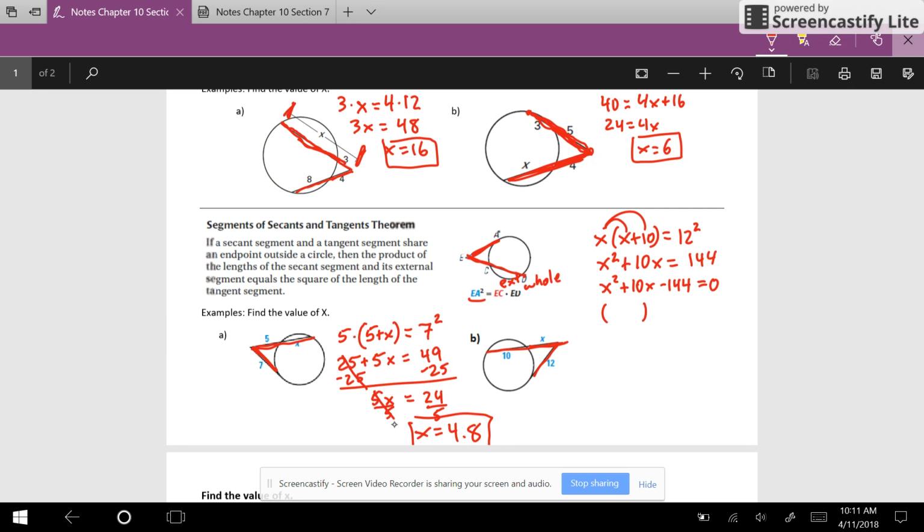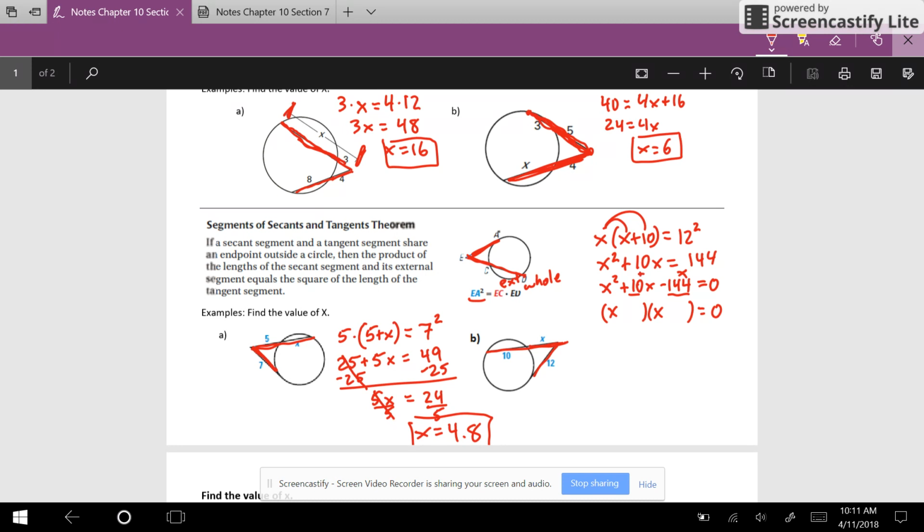And then factoring is when we're trying to turn this into two sets of parentheses. Some of you might think of this like the opposite of FOIL. But if we have an x squared on the left, x squared comes from x times x. So that's what goes first in each set of parentheses, x and x. And then we look at the end, the negative 144. We have to come up with two numbers that multiply together to make negative 144, but at the same time, they add together to make the 10.